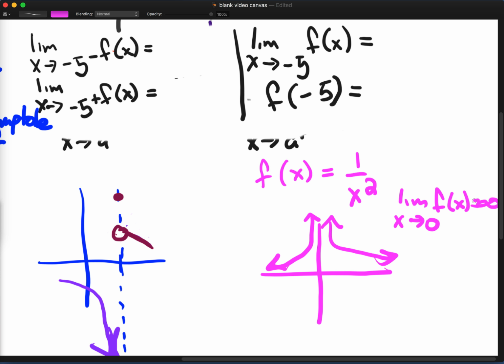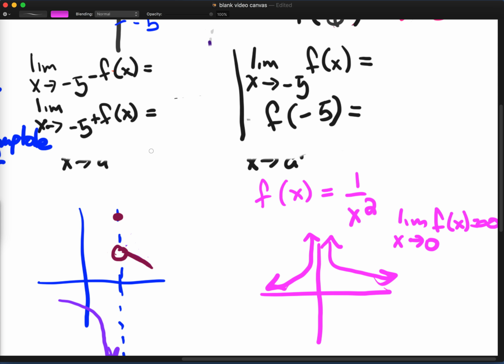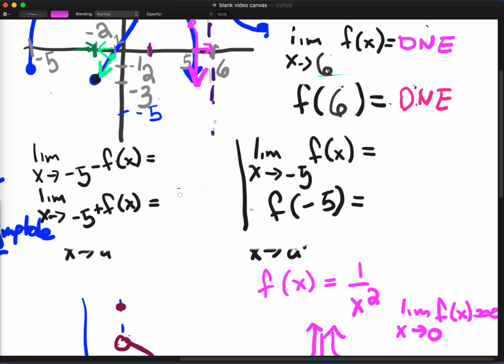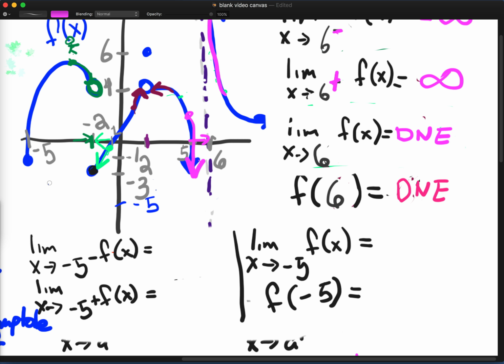Okie doke. All right. Good times. All right, and then what did you guys say for -5? What's this limit right here? The limit as x approaches -5 from the left. Nope.